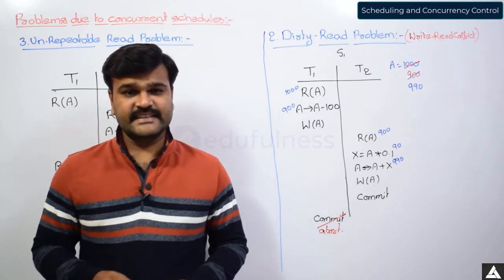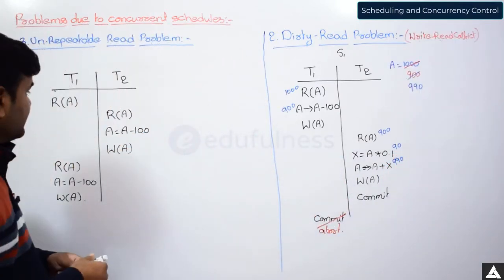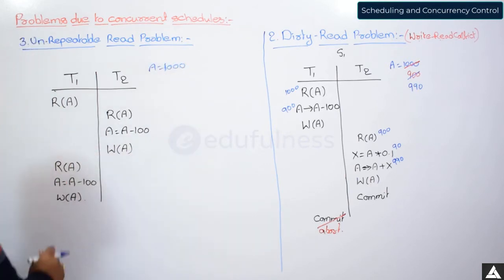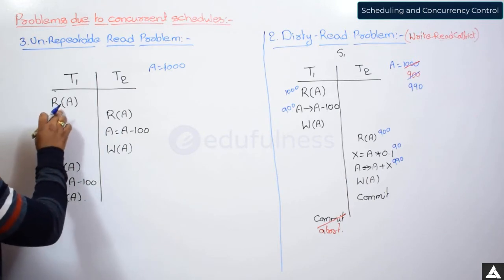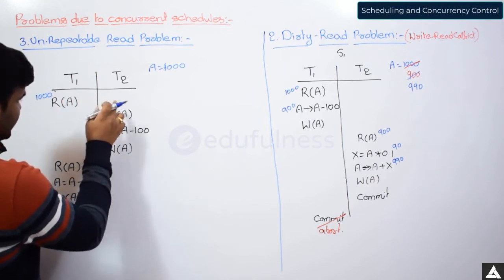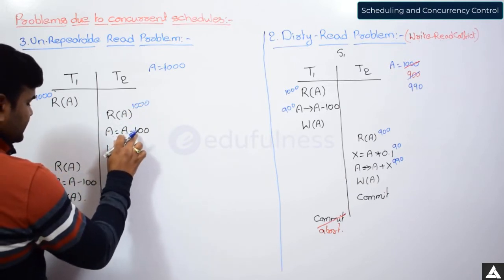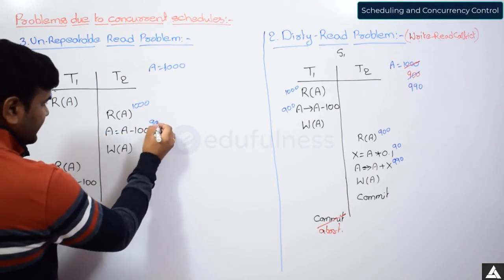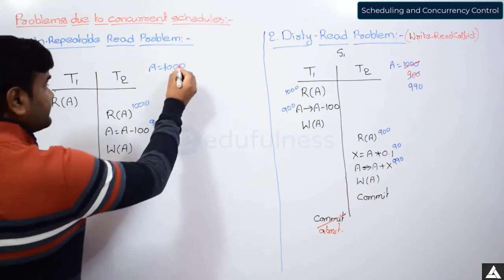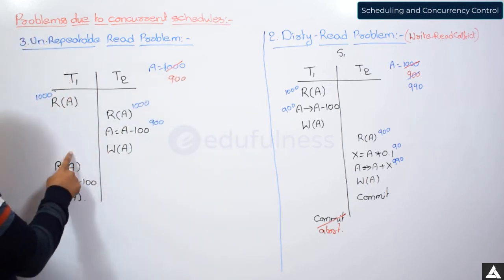So now let us see the next problem, that is the unrepeatable read problem. Here you can see initially A value is, as usual, assume 1000. Then here you are reading the value. Whenever you are reading the first time, A value is 1000. Okay, fine. And then you are switching to transaction 2, and here we are reading A value, that is 1000. Then you are subtracting 100, so A is going to become 900. Fine. Then you are writing back, so this value is going to update with 900. Fine. Then you are switching to the first transaction.